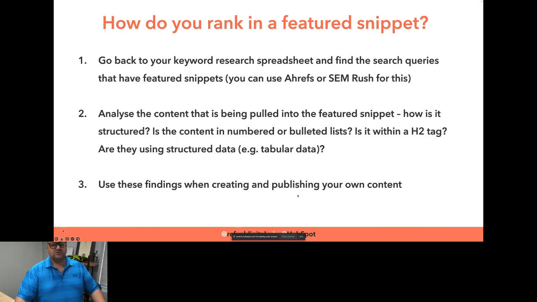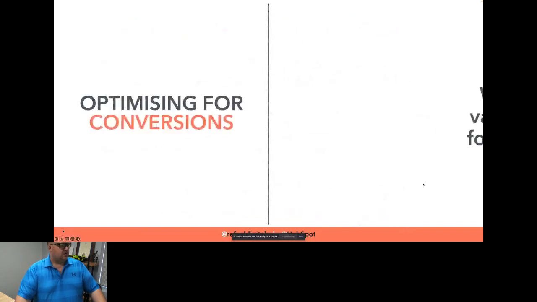Then you can use those findings to make updates to your content to increase your rankings there and get that featured snippet position. This is a great idea to do, particularly for pages that you already have that rank on page 1 of Google. All right.